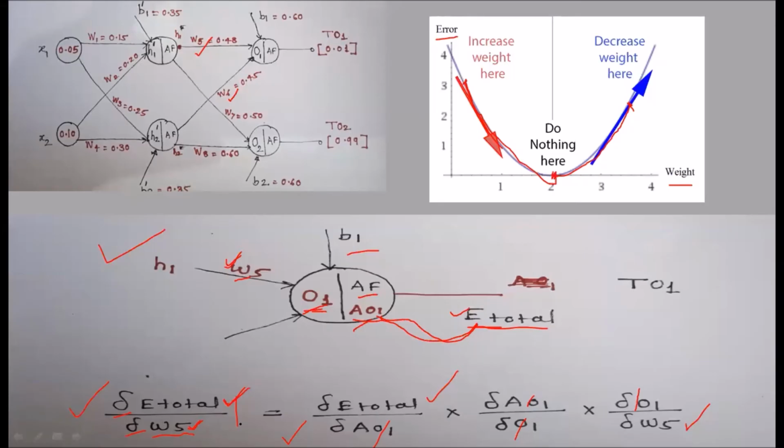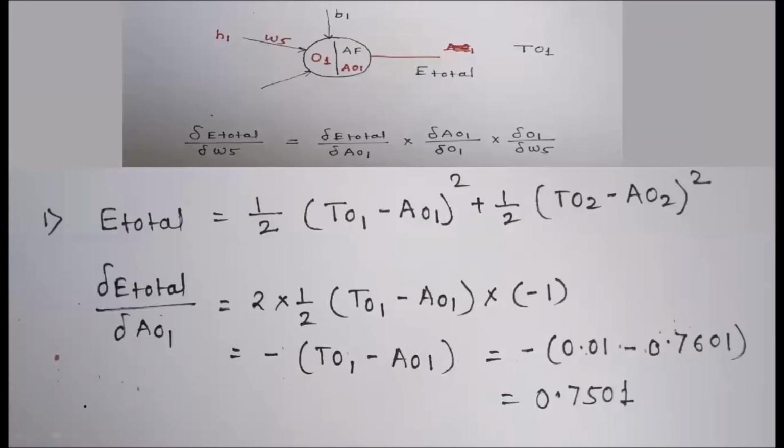So we want to find this, but we won't find it directly. It is difficult, so we'll divide it into these three factors. Hope that you have understood how we have written this. E total is directly connected to AO1, so we'll find that partial derivative. AO1 is connected to O1, so we'll find this partial derivative, and then we'll find this partial derivative, so that we'll get this value. So we'll start the computation. Now how to find this partial derivative?